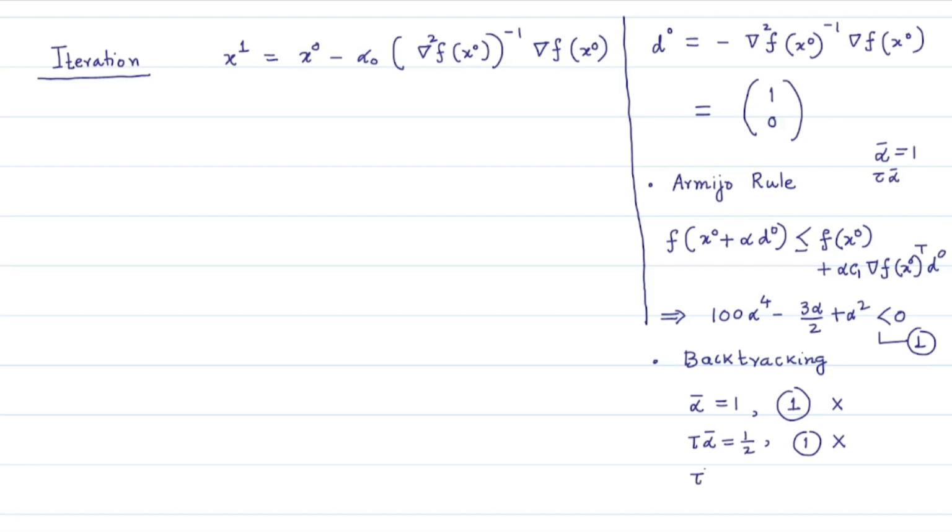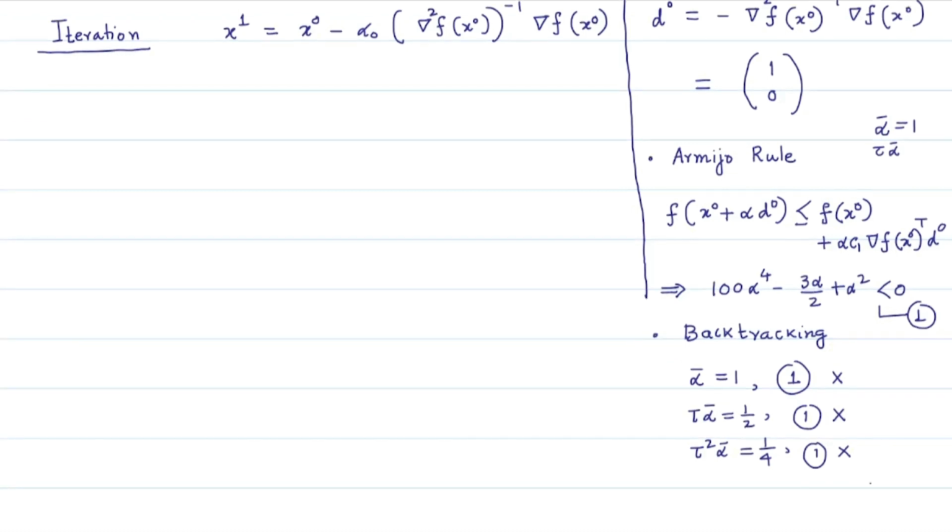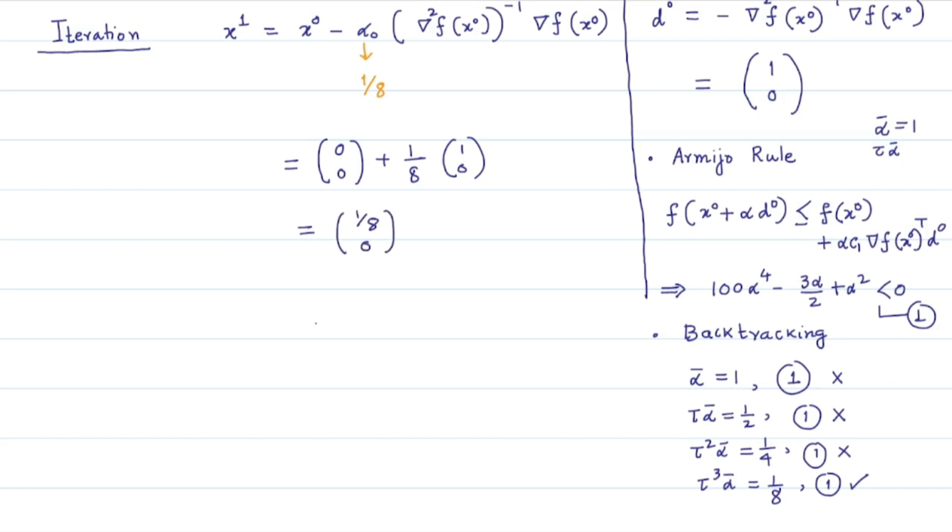Go reducing a bit more, tau square alpha bar, which gives us 1/4. For alpha equal to 1/4, you will see that this inequality is still not valid. But for another reduction, tau cube alpha bar, which is equal to 1/8, will give us that inequality 1 is true. So this alpha naught is given by 1/8, which is found by the inexact line search method, the Armijo backtracking rule. So this x1 is given by x naught, which is the null vector, minus alpha naught, 1/8, times (-1, 0), which ultimately gives us (1/8, 0), and that is the next iterative point.